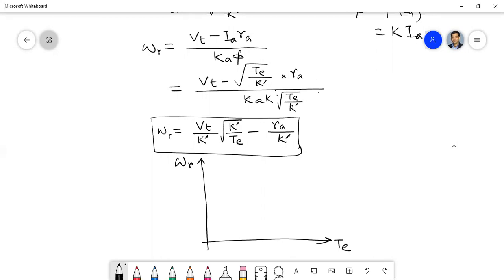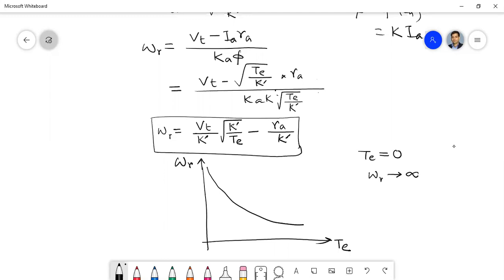Recall your mathematics knowledge. Sir, will it be hyperbolic? Correct, it will be hyperbolic. So we will get a hyperbolic curve because if TE becomes 0, which is the no load torque, omega tends to infinity.